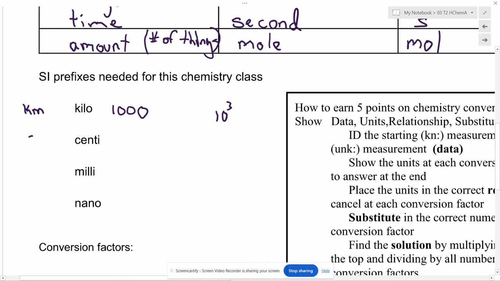Centi, like centimeter, is the place you see this most often. Other than, what do you call 1/100th of a dollar? What's 1/100th of a dollar? Yeah, a cent. So you have grown up using the concept of centi. Centi means 1/100th. And if you're going to write that in scientific notation, that's 10 to the negative 2.